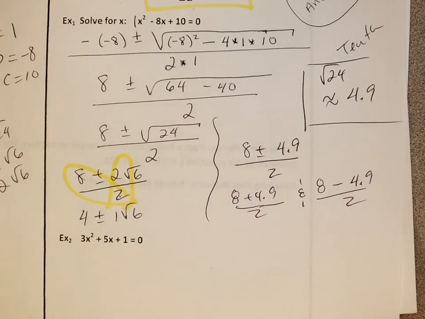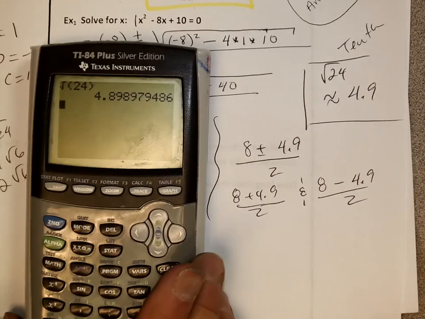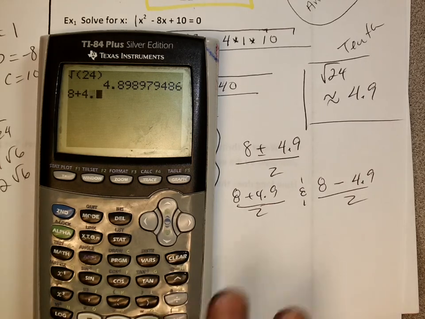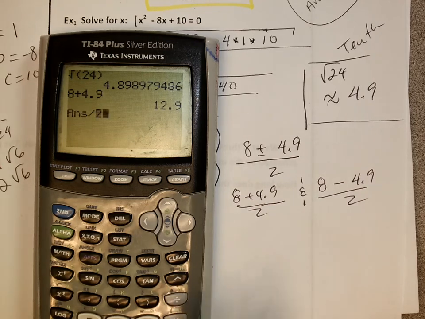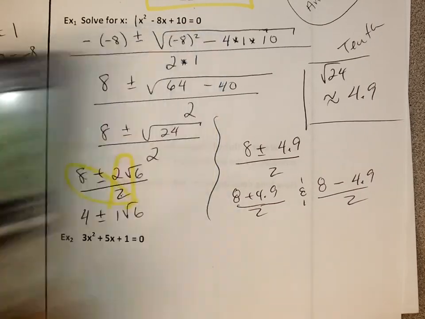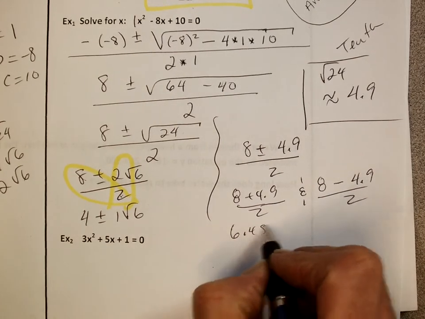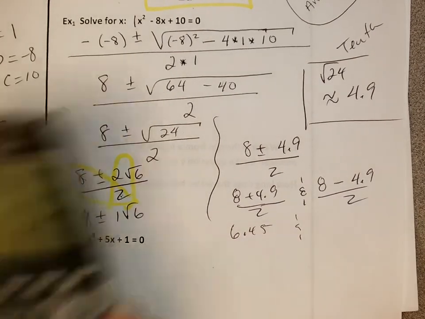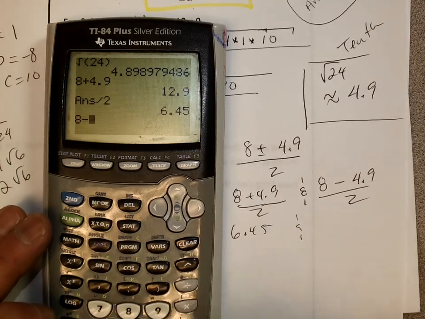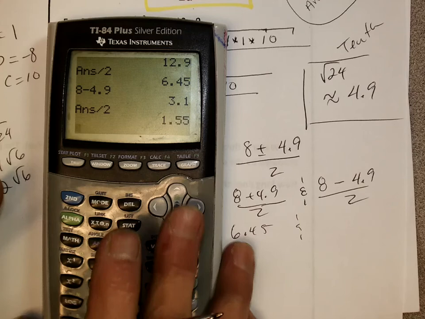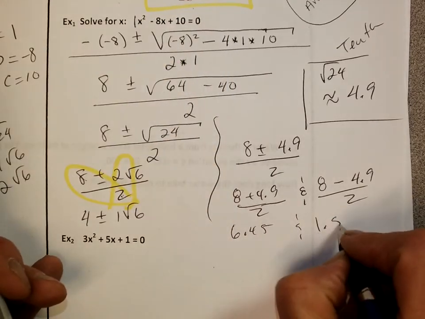I'm going to use my calculator to get those answers. I'm going to go 8 plus 4.9, 12.9, then divide by 2, right? Divide by 2. So the one decimal answer is about 6.45. And the other would be, let's see, 8 subtract 4.9 divided by 2, and that's about 1.55, okay?